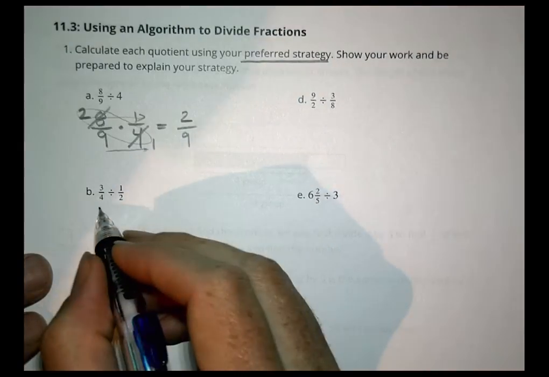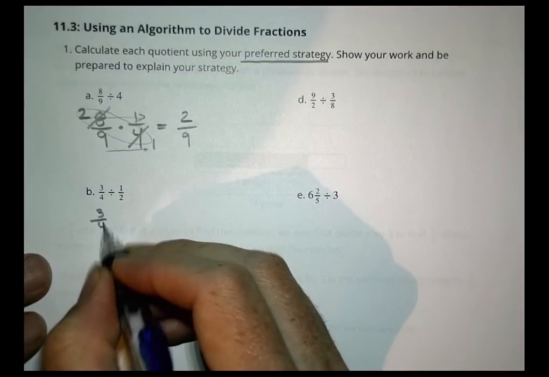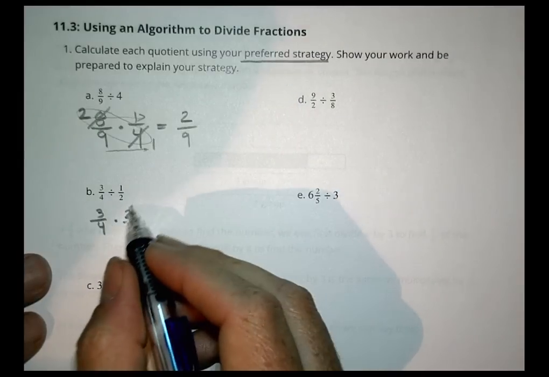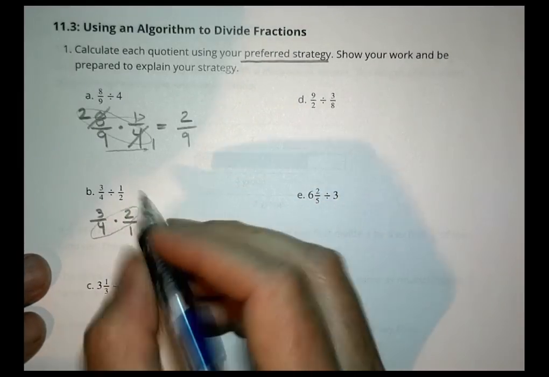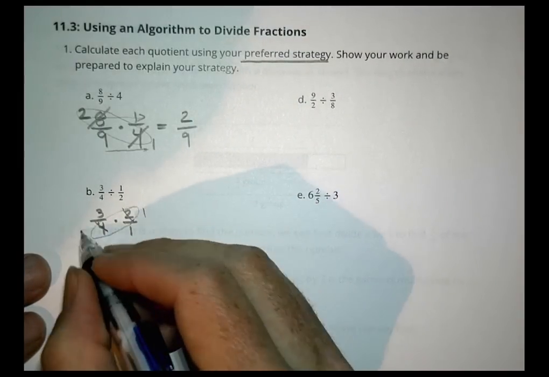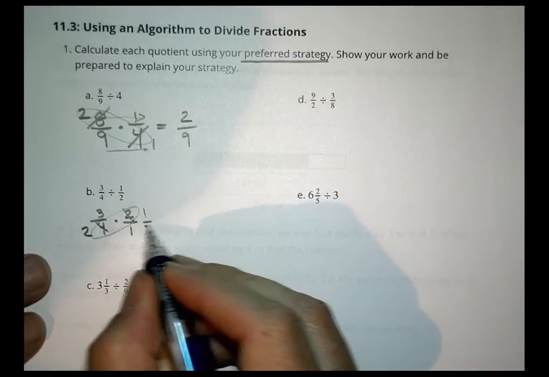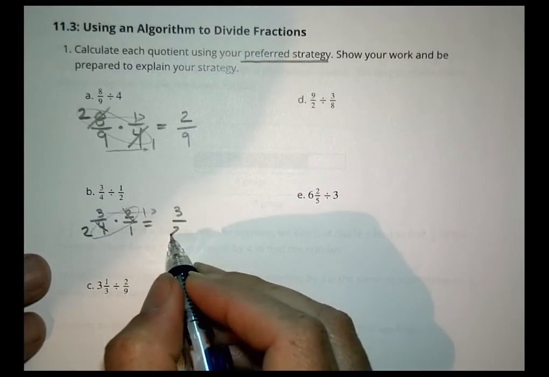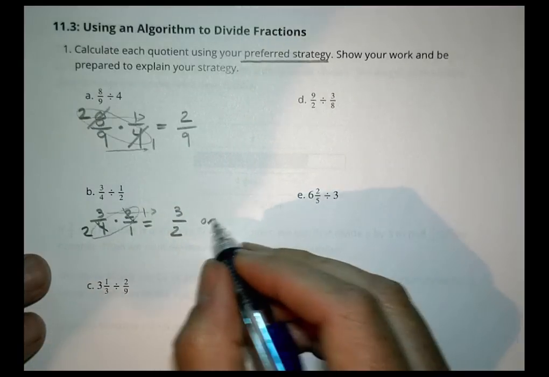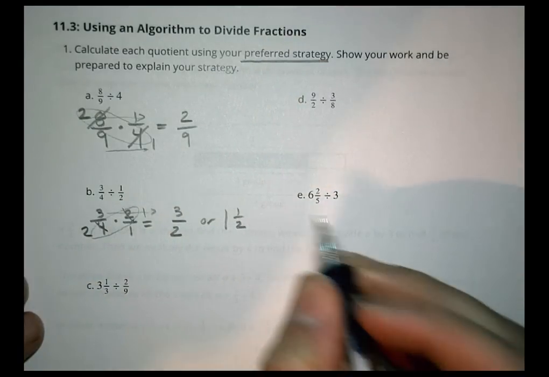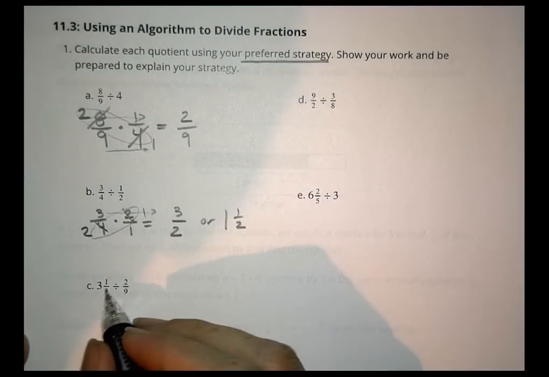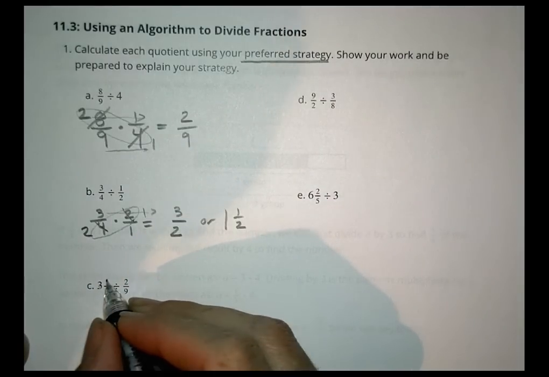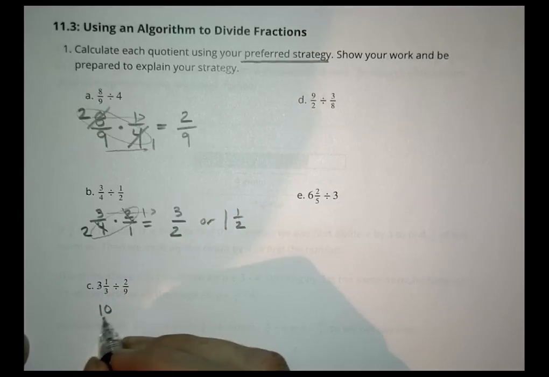Here, again, I like to go 3 4ths, and I like to multiply by the reciprocal. Alright, I can see something in common here between a 2 and a 4. I have 1 2 here and 2 2s there. Multiply straight across. 3 times 1 is 3, and 2 times 1 is 2. So I have 3 halves, or 1 1/2, if I want to make that a mixed number. Here I need to rewrite this one. 3 times 3 is 9, plus 1 is 10. So we have 10 thirds.